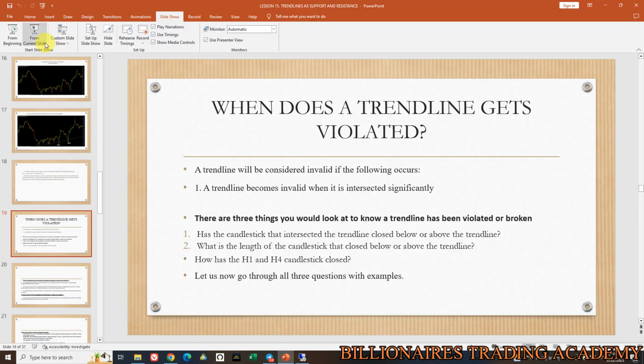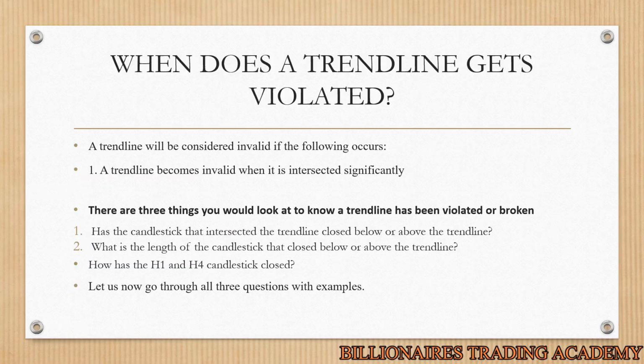Now, there are times when a trend line gets violated. So now, what does it mean when a trend line gets violated? What it means is that a trend line can no longer work. How do you know that now this trend line won't be able to hold? It won't be able to work. So another word that we use for a trend line getting violated is intersection or a break.